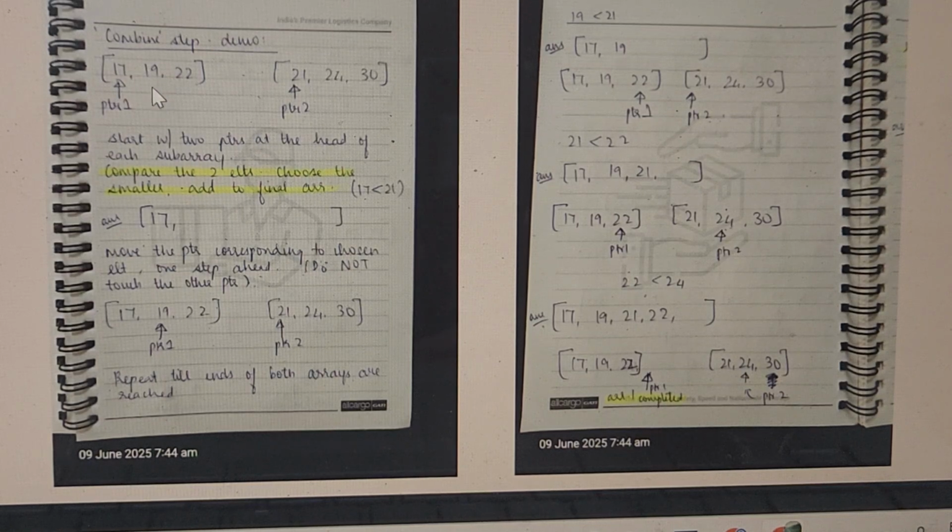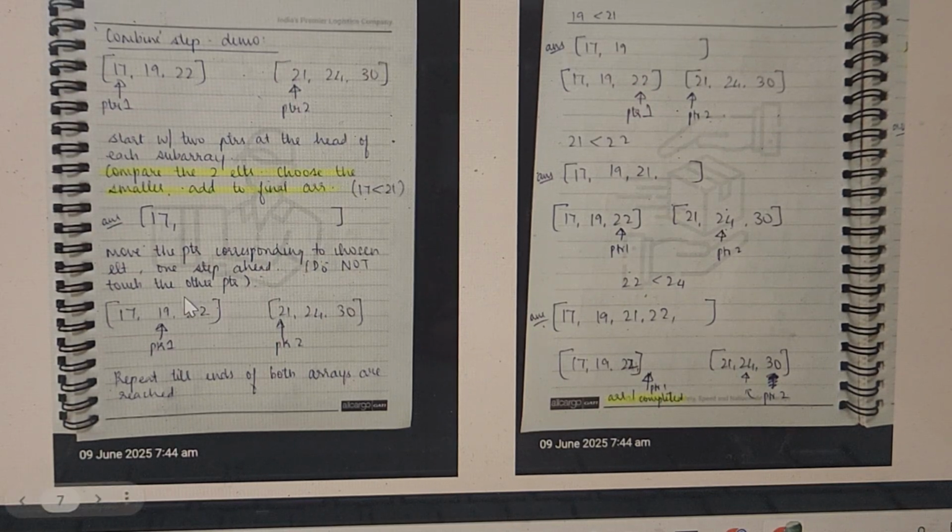So you will move PTR1 here, so it points to 19. Do not, however, touch the other pointer. This element has still not been accounted for in the final array, so you will not touch this pointer. So after your first move, this is what it looks like. Pointer 1 is at 19, and 17 is the only one that has already been added. You have 19 and 22 here. You have 21, 24, 30 over here.